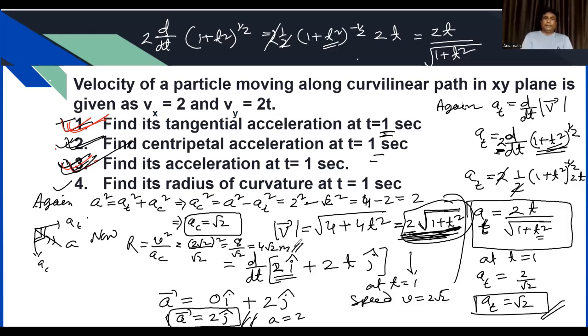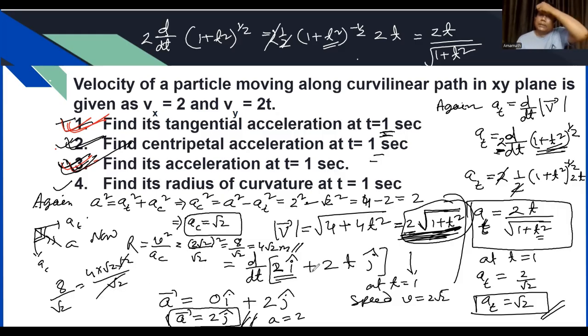8 by root 2. 4 into 2 into 2, that is 4 into root 2 into root 2. So one root 2 gets cancelled. What have I done? I have done 4 into root 2 by root 2. One root 2 got cancelled, so 4 root 2 remains.